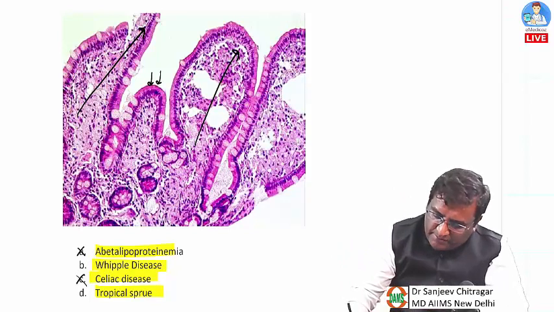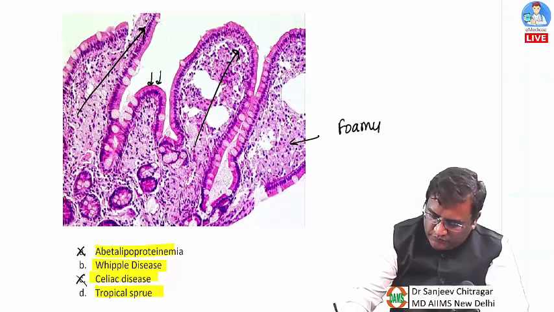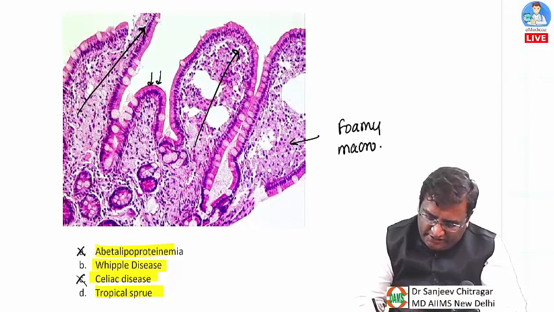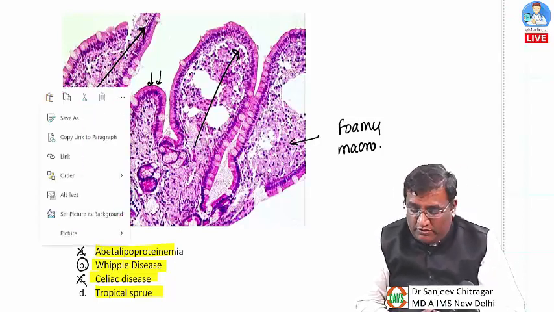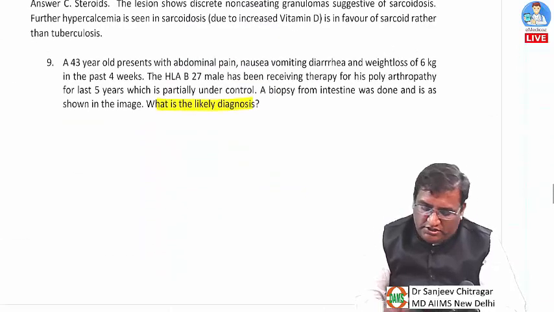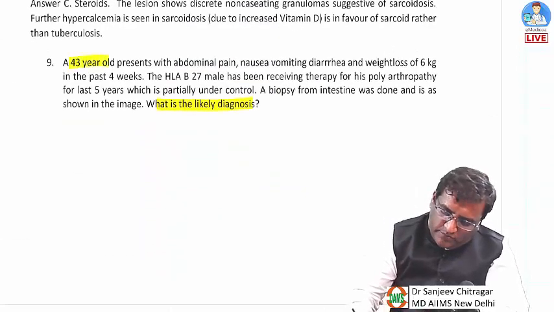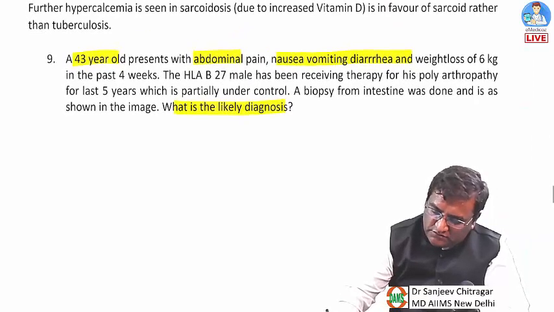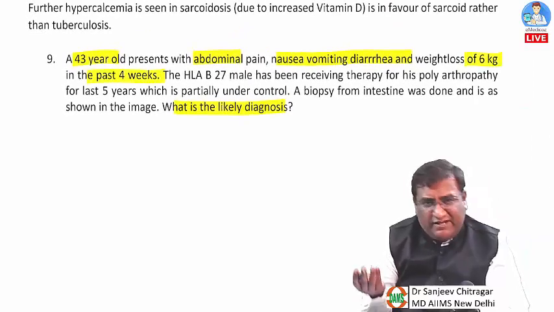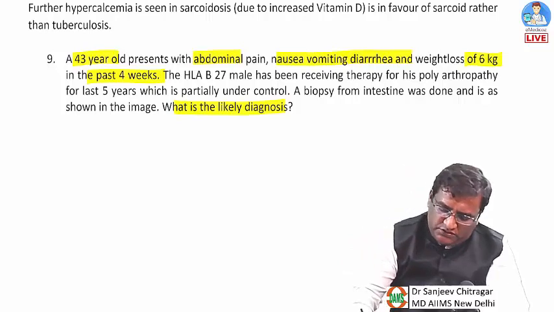Now the lamina propria, look at this. This is showing foamy macrophages. There are foamy macrophages seen in the lamina propria, which is characteristic of Whipple disease, and that is what I am suspecting. Let me look at the question then. A 43-year-old presents with abdominal pain, nausea, vomiting, diarrhea, and weight loss of 6 kg in the past 4 weeks. So basically there's a malabsorption syndrome happening.